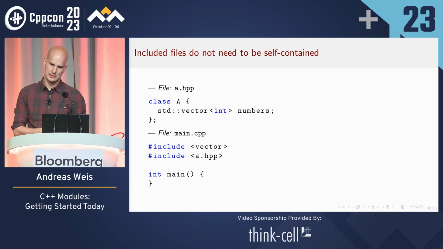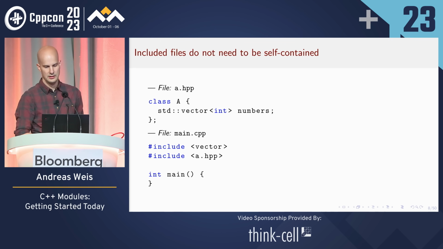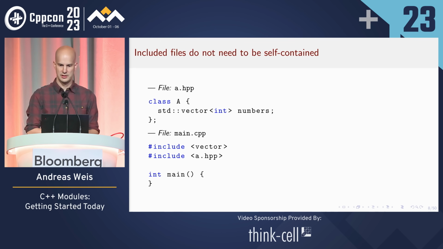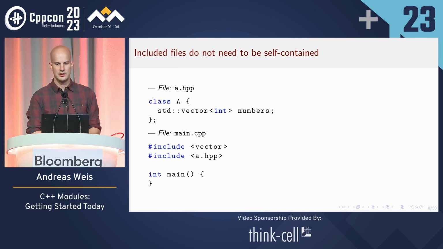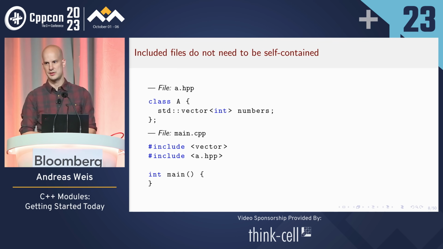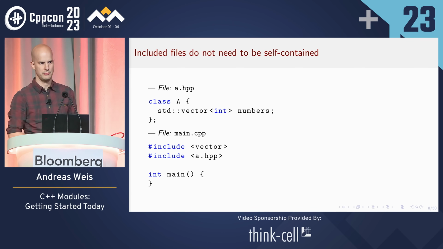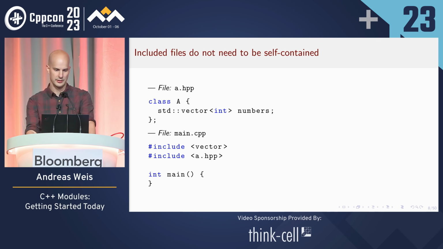Somewhat related to this, include files don't really need to be self-contained. In this case, I'm using std::vector in my header file, but I forgot to include the vector header. This example will compile just fine, but if I now swap around the order of includes, it will suddenly break. I guess most of you have encountered a problem like this, where changing the order of includes just breaks the code. This is always super painful to debug, and really not nice if you encounter it.